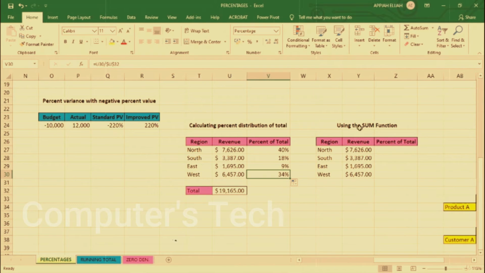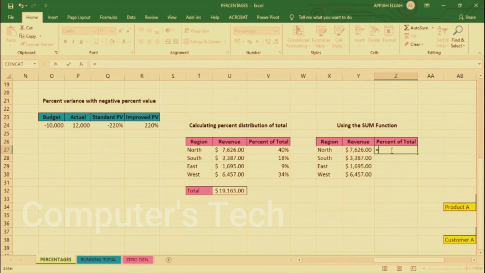Now, at this point in time, we could also have used the sum function to calculate the percent distribution of total, and that is how we do it. So in this cell, you enter the equal sign, and then you have this particular value divided by the sum of all these values, which will render the total as we indicated here. So instead of making an absolute reference to the total, we are rather going to divide by the sum of all these. And so we type the formula, the sum, and open parenthesis, and it's a range, okay? So this one is found in the Y column, and then the 27th row. And so we type in Y27, okay?